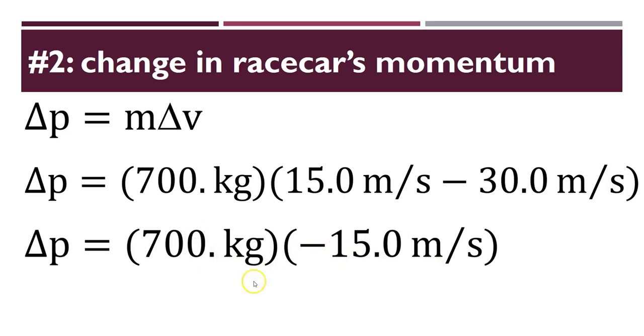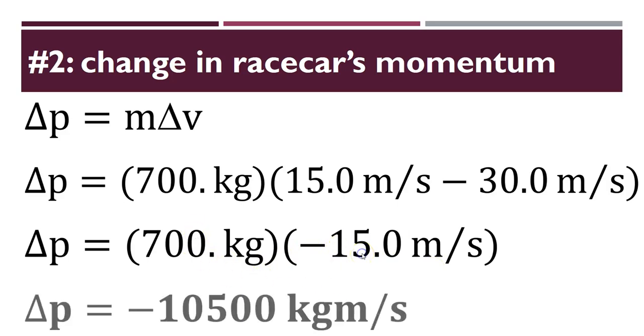Now we can just multiply those two numbers together. And the change in a race car's momentum is negative 10,500 kilogram meters per second. This is another vector quantity that can be negative. Okay, if it's slowing down, it's going to be negative. If it's speeding up, it'll be positive.